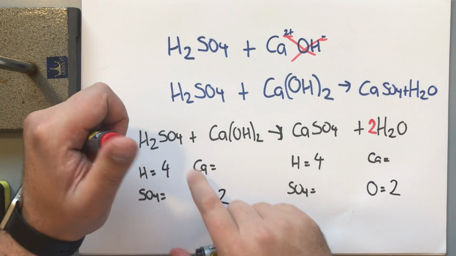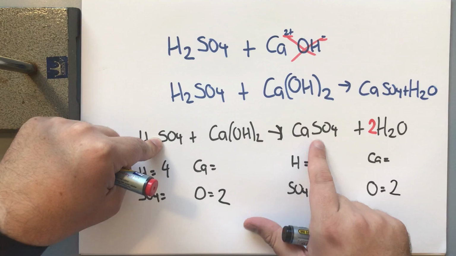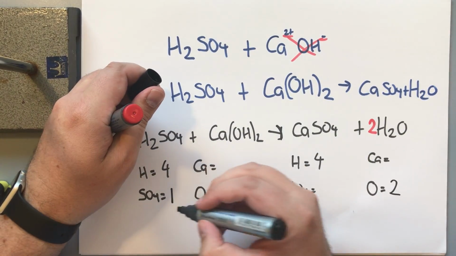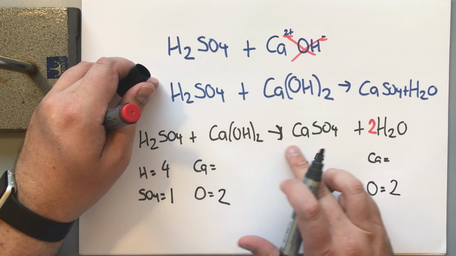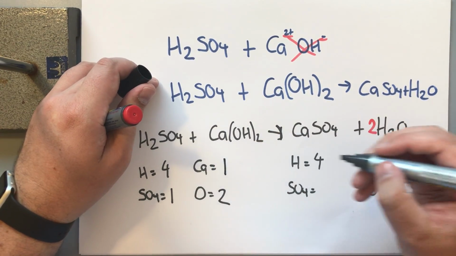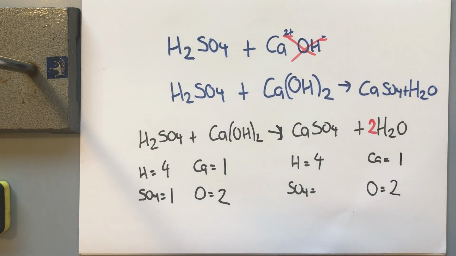All right, now, sulfate group, we've got 1. Sulfate group, we have 1. Calcium atom, 1. Calcium atom, 1. Good. So that now becomes our balanced equation, looking at the neutralisation of sulfuric acid with calcium hydroxide.